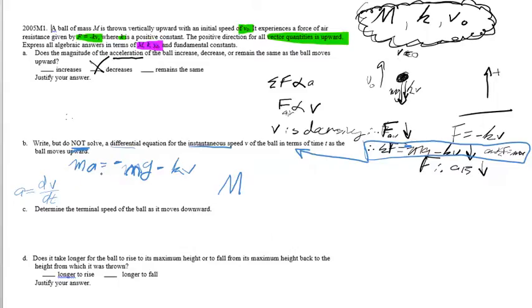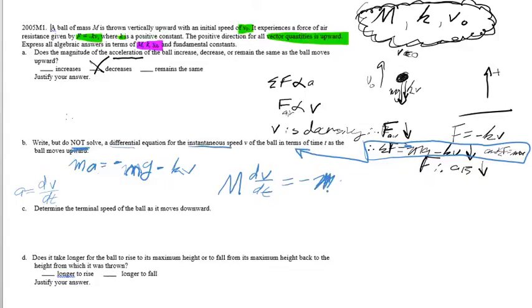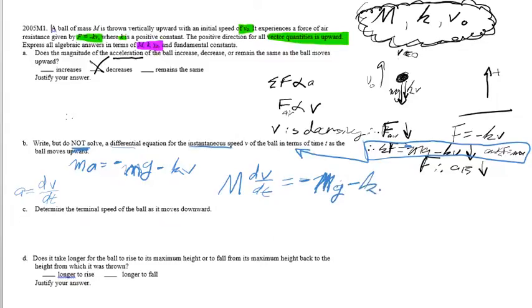But if they were asking for position, then that's what you would use. You would just break this down to position. But you're not. This is all they need. M dv/dt. Notice they said don't solve it, so we can just plug this in there, and that's going to equal negative, oops, that's a capital M, Mg minus kv. So that should be good.